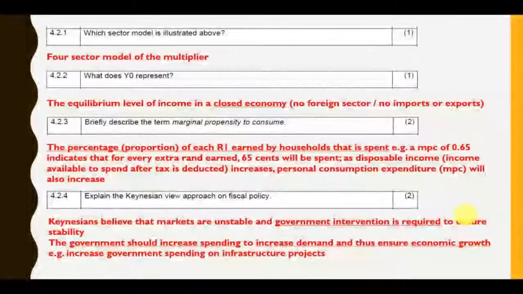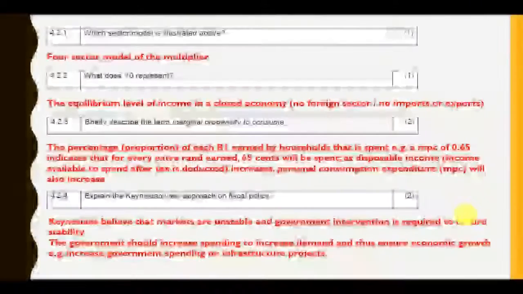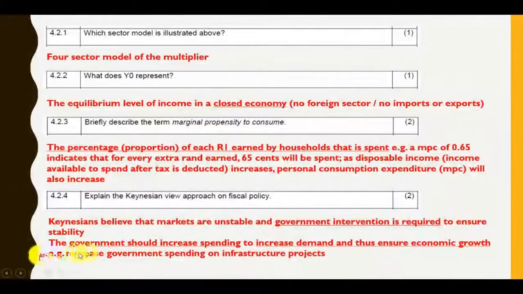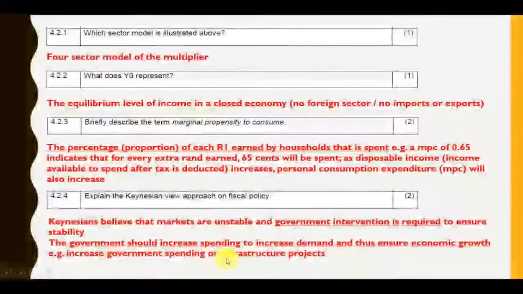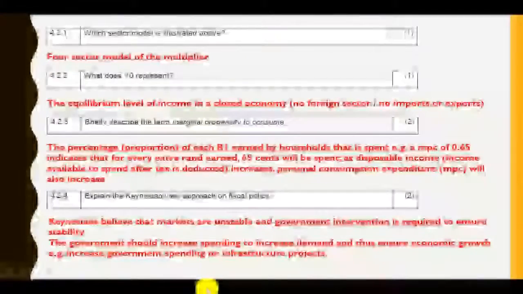Keynesians believe that markets are unstable and government intervention is required. What should the government do? Because remember the questions about fiscal policy. The government should increase spending, that is part of fiscal policy, to increase demand and ensure economic growth. So for example, the government could spend money on infrastructure projects, so that could be something like building roads.